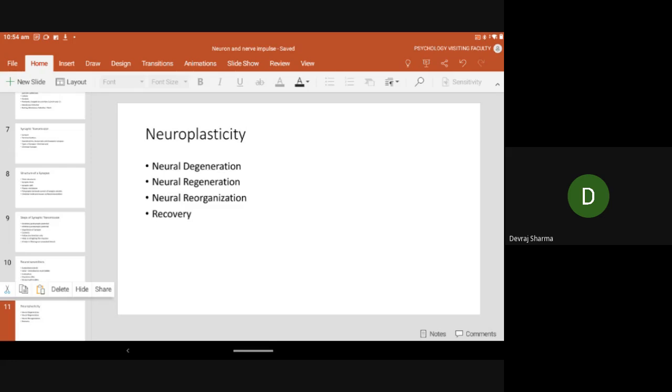So these you can find in figure 2.2 in your study material. There you can see that these portions are clearly given here. So these are some of the neural regenerations. Then comes the neural reorganization. That means there are some studies conducted on laboratory animals to study the neural reorganization.